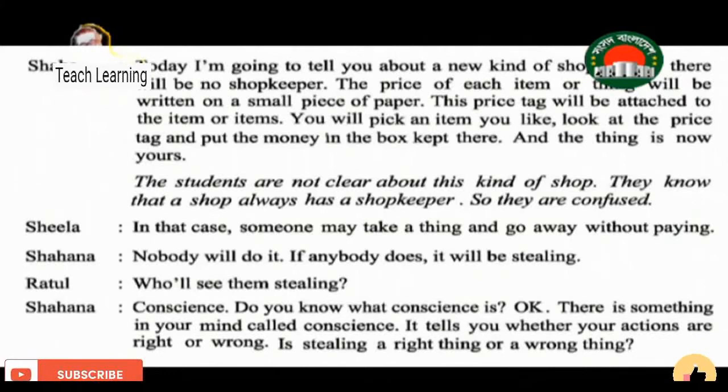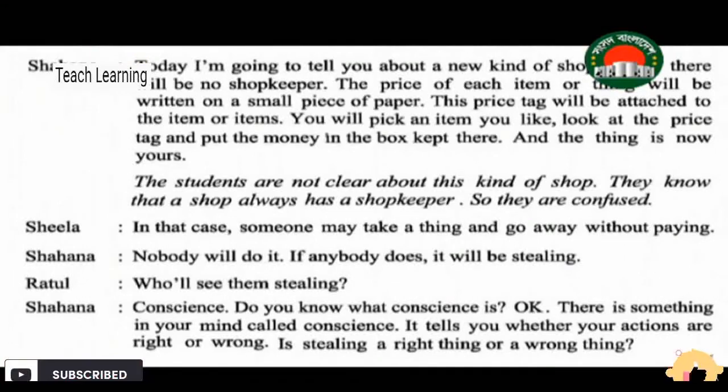Read the conversation to know more about Morality Shop. Then answer the following questions. Okay, now we will read about Morality Shop.